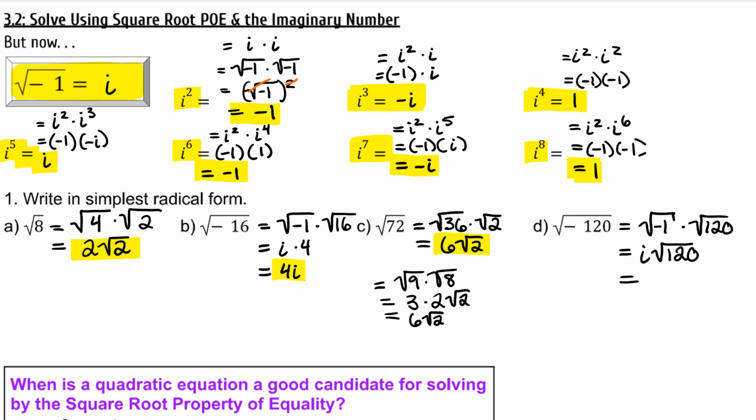The biggest perfect square that goes into 120, again, we write the number in front of the imaginary number when written as a product.